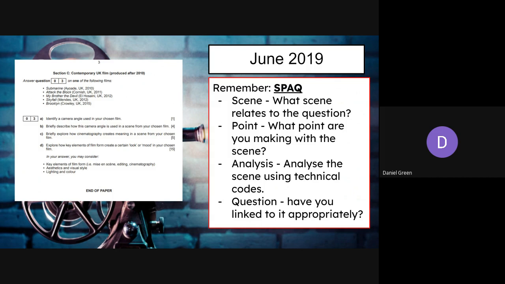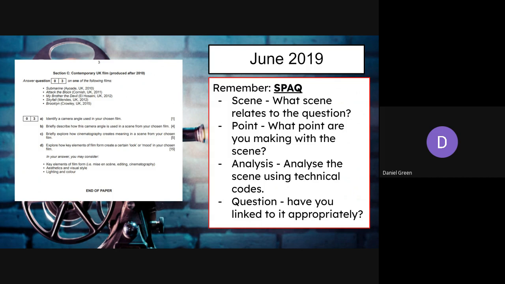Briefly explore how cinematography creates meaning in a scene from your chosen film. Now, that is important. It's interesting they haven't bolded that. They're probably trying to catch you out a little bit here. Now, cinematography and how it creates meaning. So what does the camera tell you, and how does it display something on screen, and how does it make you want to feel.